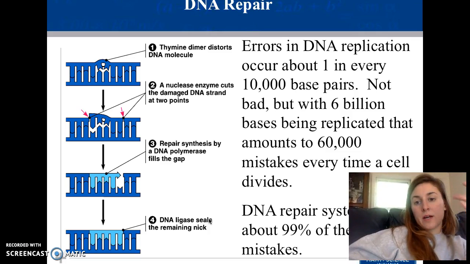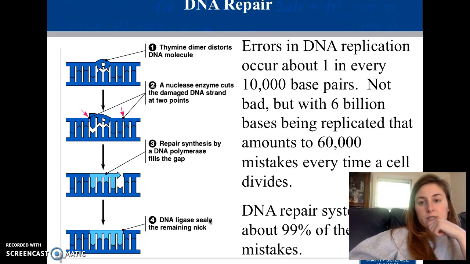So sometimes there are errors in DNA replication. It occurs about once in every 10,000 base pairs. It's really not bad, but when you have 6 billion bases, it's a lot of mistakes every time the cell divides. And so DNA repair systems can repair about 99% of the mistakes, which is why we don't all end up mutated all the time.